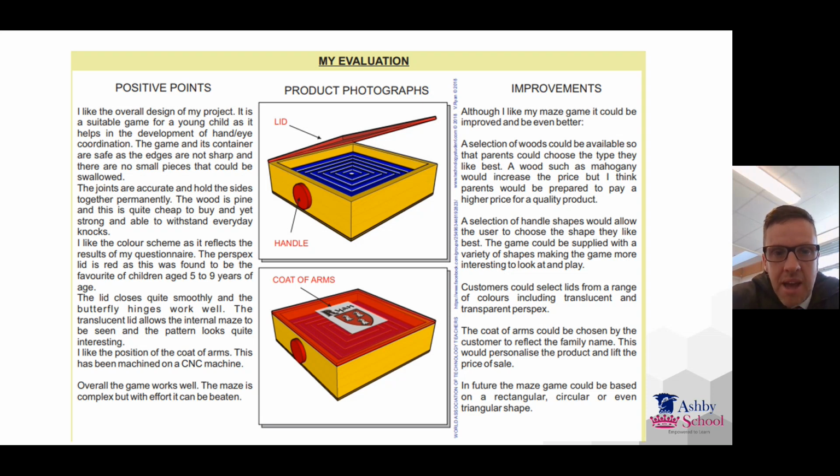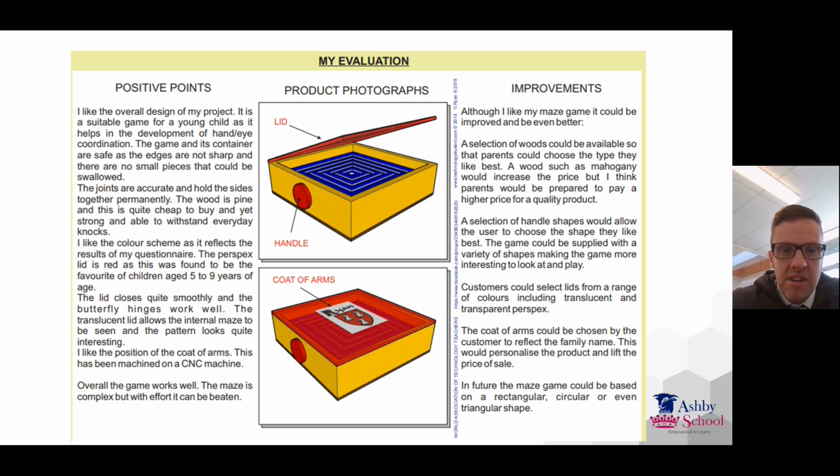So although I like my maze game, it could be improved and made even better. Not that there's a problem with it. A selection of woods could be available so that parents could choose the type that they like best. A wood such as mahogany would increase the price, but I think parents would be prepared to pay a higher price for a quality product. So we're looking at what did we use and what could we make it better with.